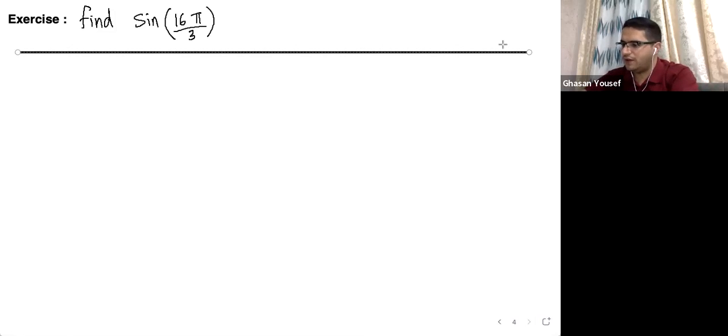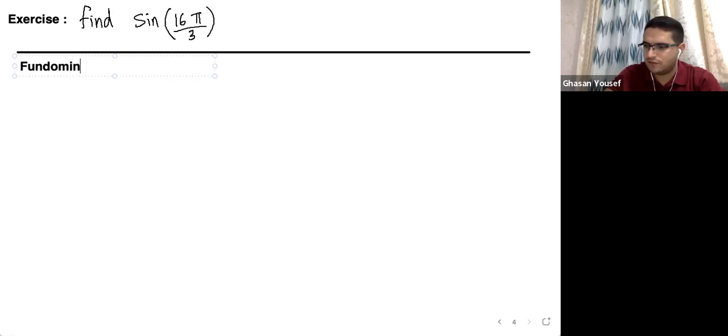Okay, now I'm moving to the fundamental identities. Fundamental identities. The first one you have to show, this is like just a review. First one is the cosecant function, number one.